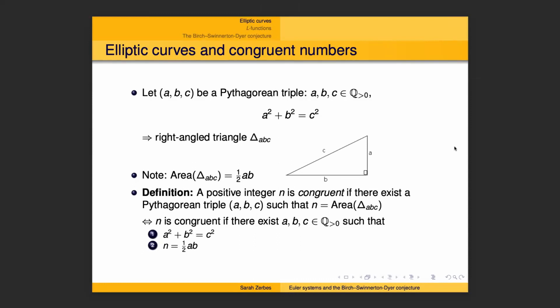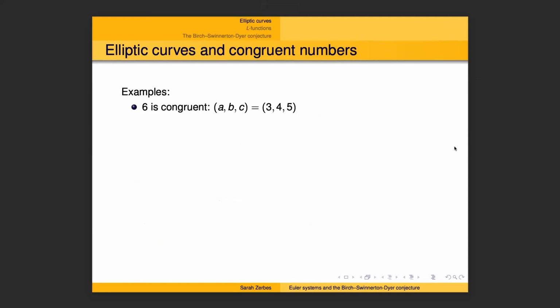I mean, they can't be that hard, right? After all, we understand Pythagorean triples fairly well. Okay, well, let's look at some examples. Well, 6 is congruent. Well, that's obvious. From the first Pythagorean triple in nature, 3, 4, 5, the area of the triangle is equal to 6. That's fine. Well, 5 is congruent.